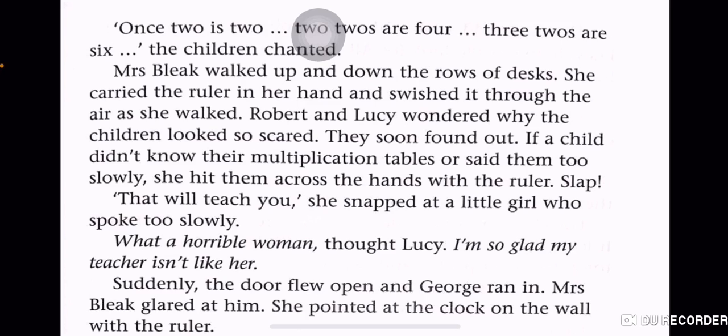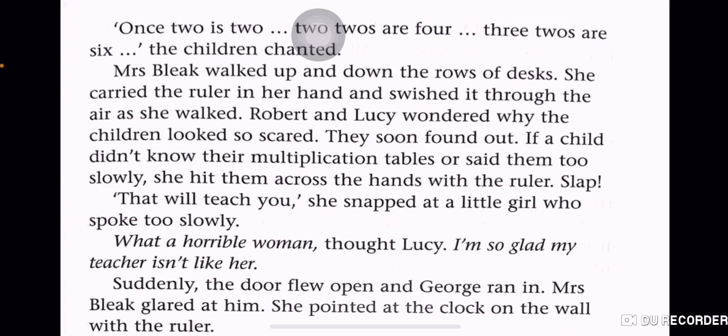1's 2 is 2 means 1 times 2 is 2. 2 times 2 are 4. 3 times 2 are 6. Mrs. Bleak walked up and down the rows of desks. She carried the ruler in her hand and swished it through the air as she walked. Robert and Lucy wondered why the children looked so scared.